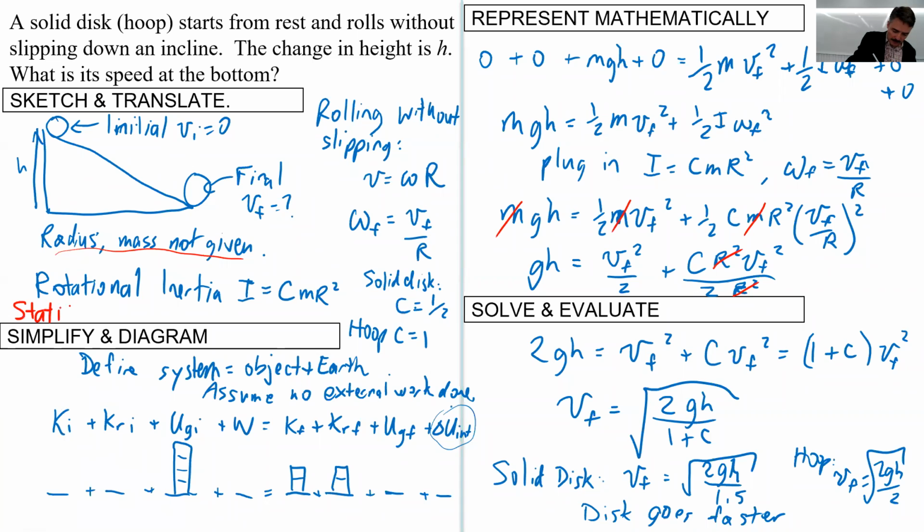Static friction of a stationary surface does no work. Hopefully that's not too messy.